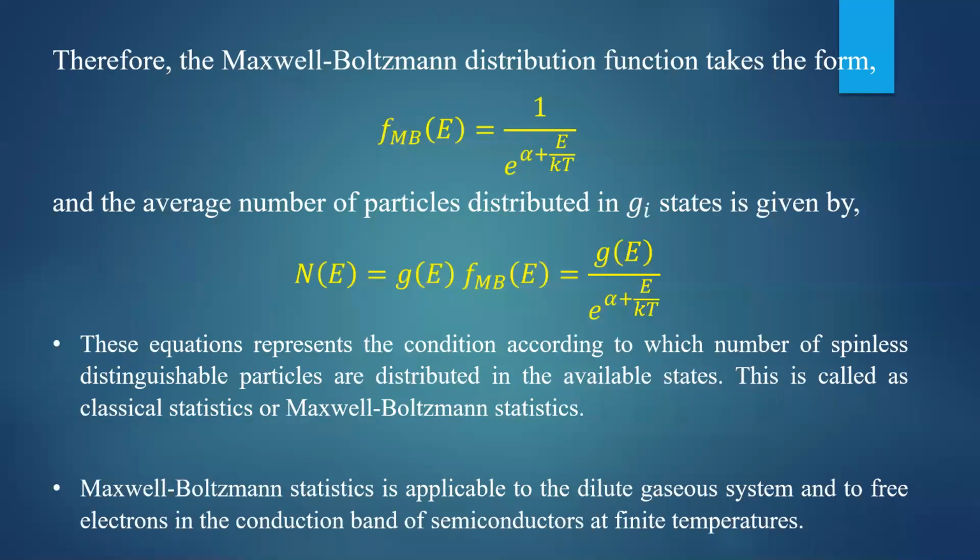And also we have seen that the number of particles in a given energy state E is given by the density of states G of E into the distribution function f of E. If you express that, you will get n of E, that is the number of particles in the given system, which is equal to the density of states divided by e to the power alpha plus E by kT. That was the Maxwell-Boltzmann distribution function we discussed in the previous class. So today, let us take the application of the Maxwell-Boltzmann distribution law.